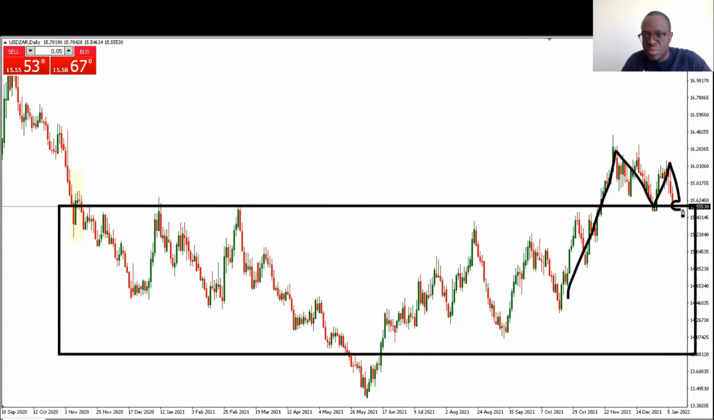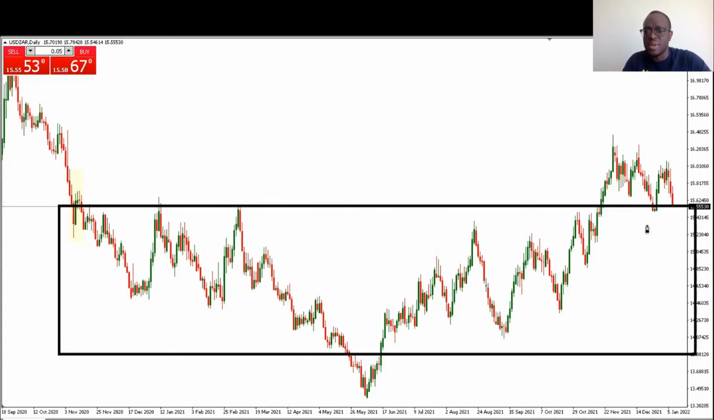So we're expecting that probably the price is going to form a double bottom here before making that push to the upside, then break above this high, pull back, and then move to the upside. So overall, this is what we are expecting to happen in terms of the bullish move.